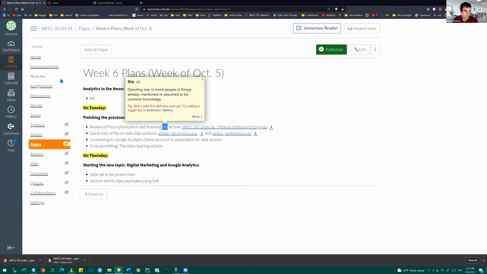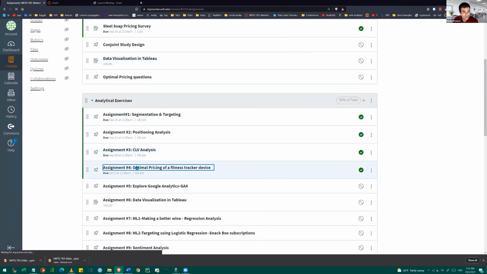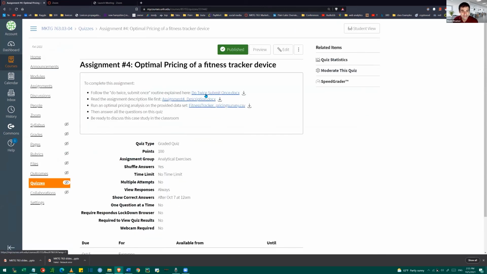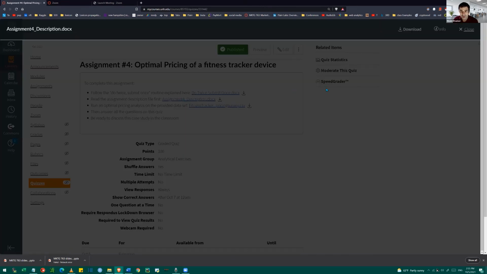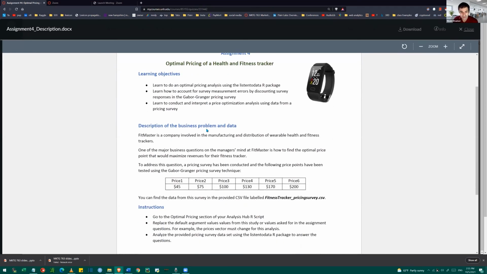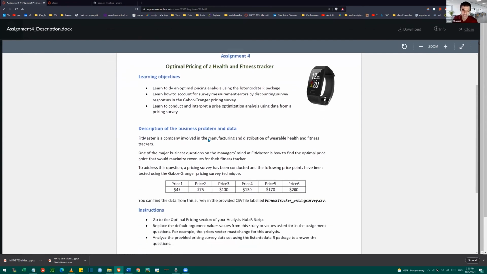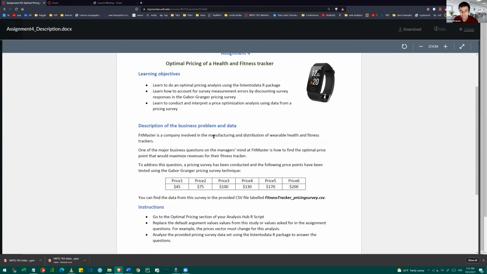All right, for the upcoming assignments, you're studying the fitness tracker dataset. The description of the assignments you must have downloaded. The description gives you a product and a couple of tested prices. The goal is for you to find the best price based on some survey responses. So this is an implementation of the Gabor-Granger pricing model that we went over in the previous lecture.